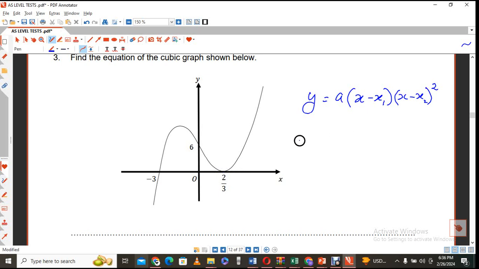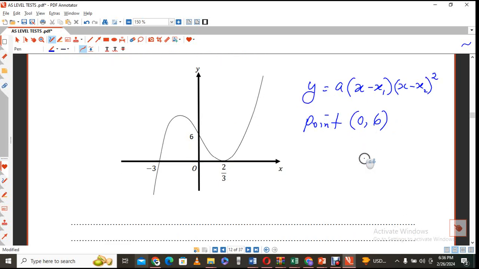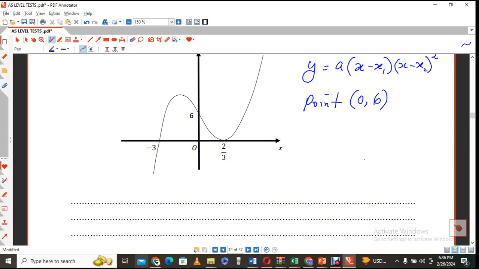All right. So we also now have a point. It's very important to know also we have a point, and the point we have is the point (0, 6), which we're going to substitute in for x and for y. So that now brings us to this. Maybe first I'll write without a point, I'll say y equals a, and then I have x minus negative 3, and this other one now here is something that is very important.